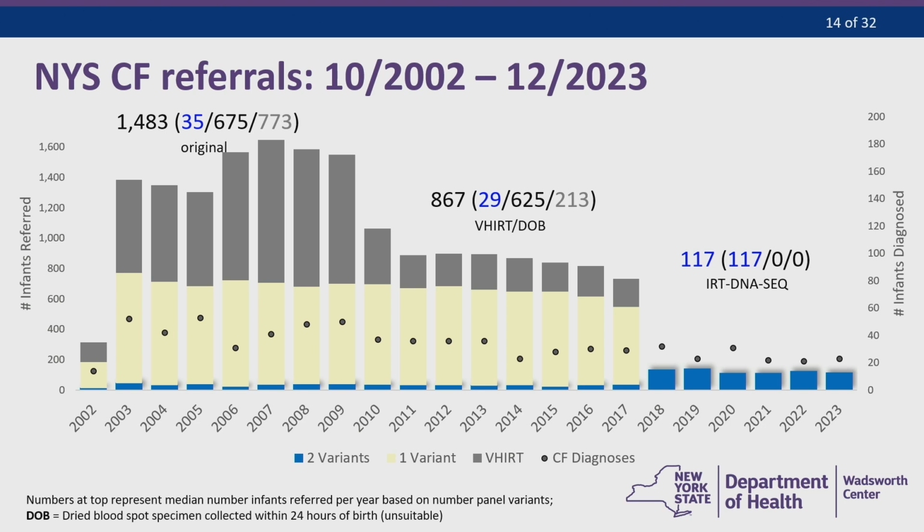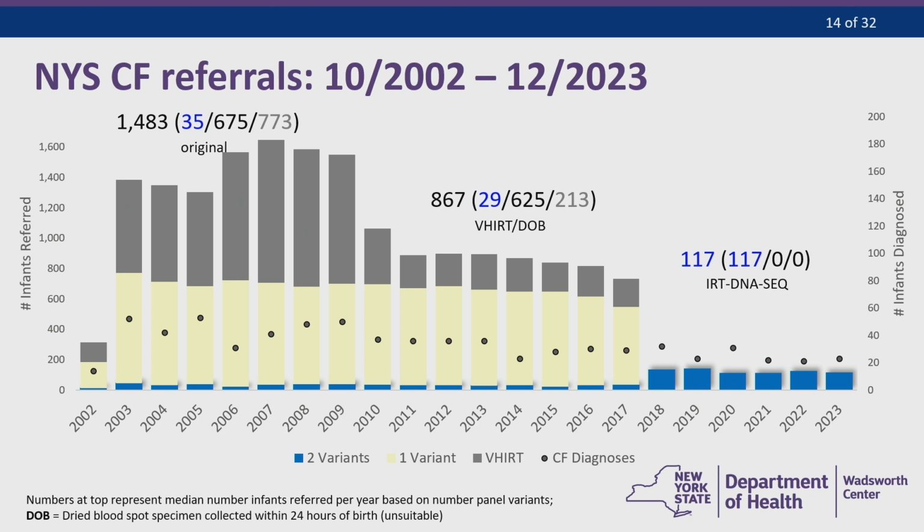This shows the annual number of referrals in New York State. The bars show the number of babies split into the type of referral. So those with 2 variants are shown in blue. 1 variant referrals are shown in yellow, and then the ultra-high IRT category is shown in gray. And you can see that through time, we've made some changes to reduce our referral rate. The numbers here show the median number of referrals per year.